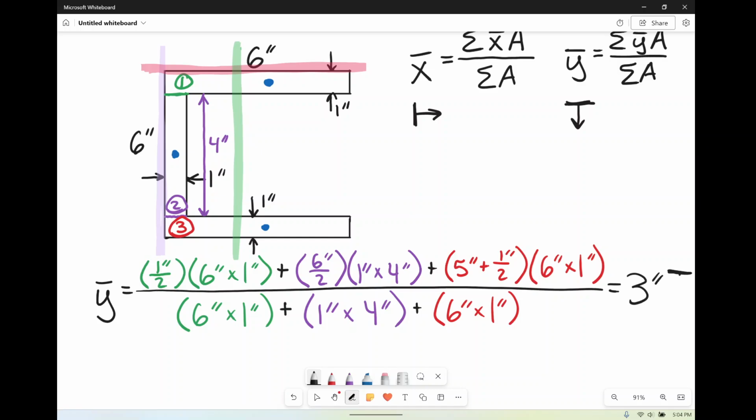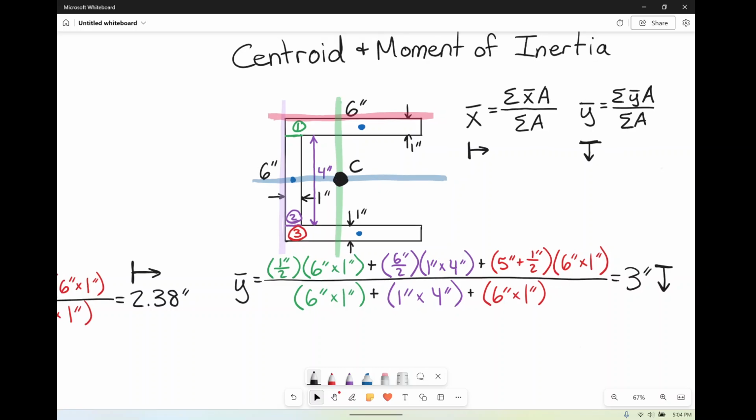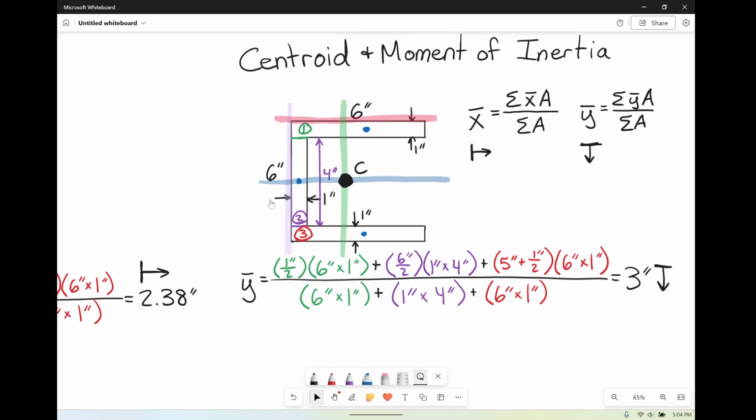And again, that's from the top going down. So 3 inches does put it at the exact same height as that blue dot. So we found our centroid to be right here. Cool, so there's our centroid. Now with that information, let's calculate moment of inertia.